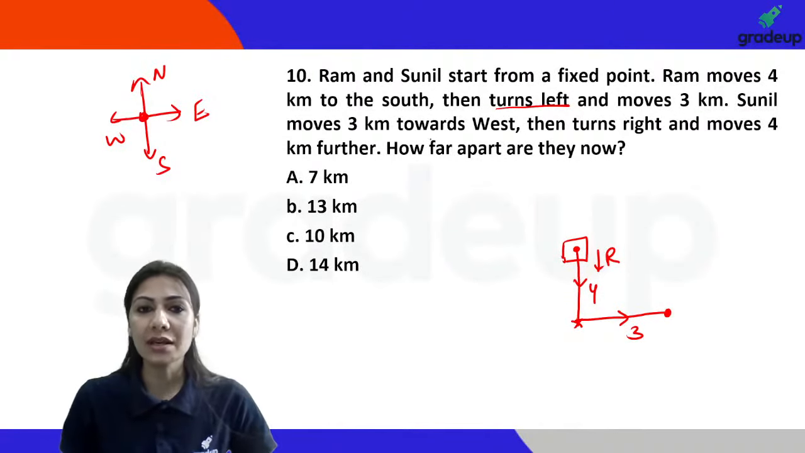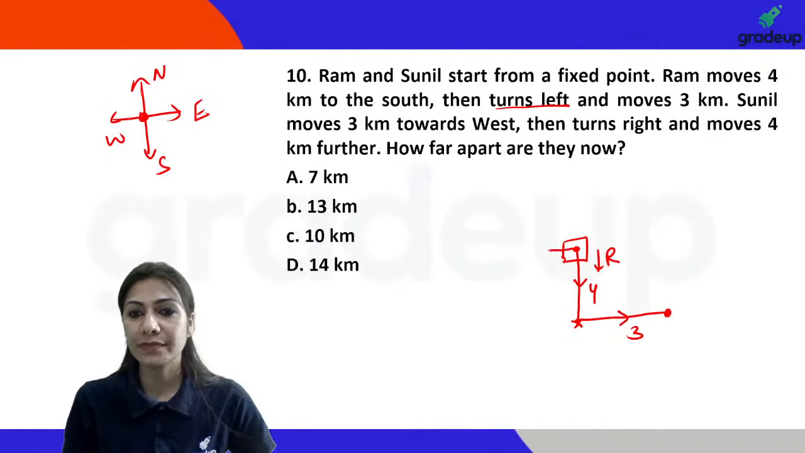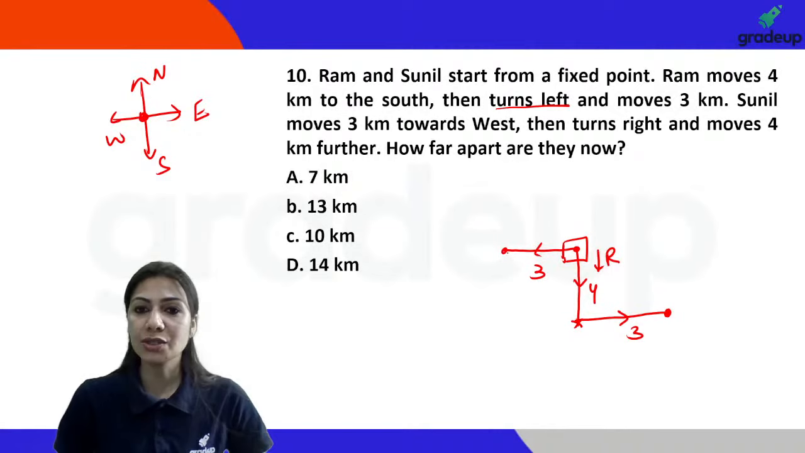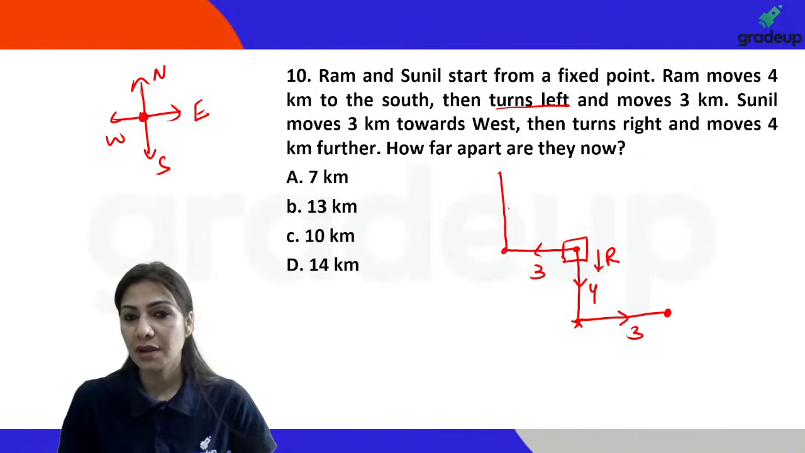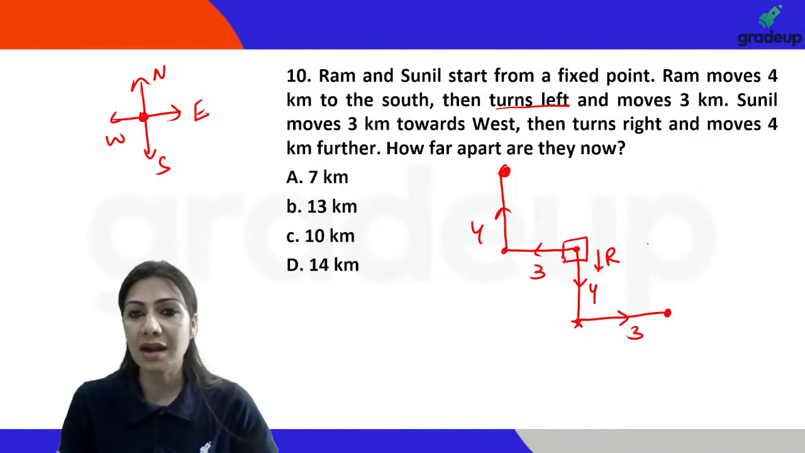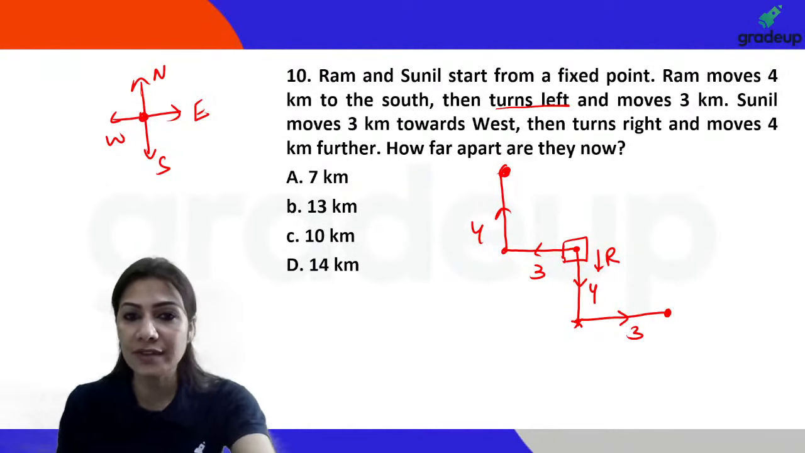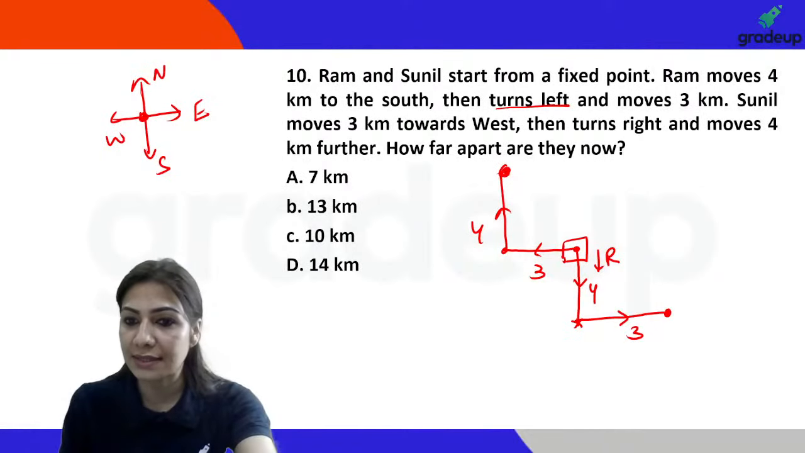And what about Sunil? Moves 3 kilometers westward. Let's say this is 3 kilometers. Then turns right, which will be the clockwise direction. So here it is. The question is asking how far are they now? What do you think, students, is the answer to this question? Yes, anyone? Anyone in the class?